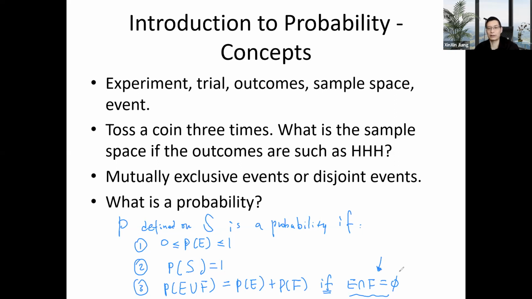Okay, there's a condition here. So we don't list the union rule or addition rule as the axiom. Instead, we use this rule as one of the three axioms. So any function defined on S, the sample space, if it has satisfied these three conditions, we can call it a probability.